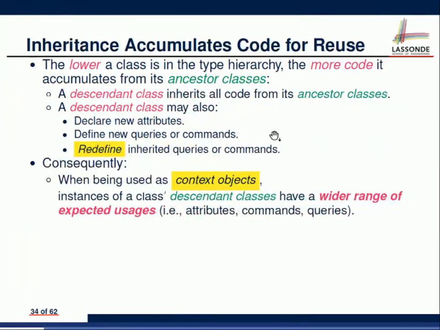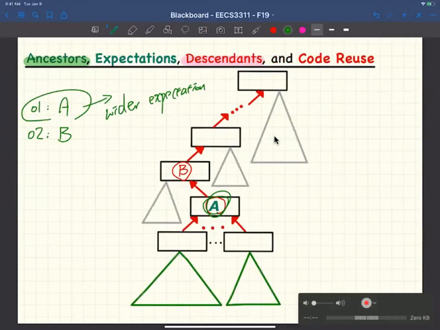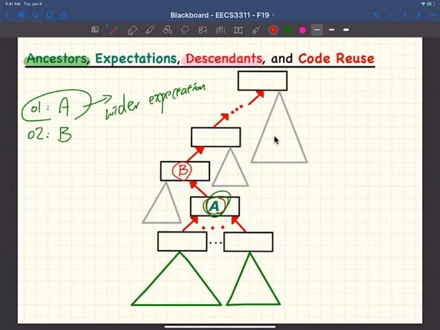Let me go back there. The second point is, when you are expecting an object of a particular class, you may substitute it with a descendant class. So what do I mean by that? Let's continue with that example. If you look at the declaration over here, can you do O1 is assigned to O2, number one, or can you do O2 is assigned to O1? Think carefully. One or two? Be careful, it's completely symbolic. You cannot rely on the names.